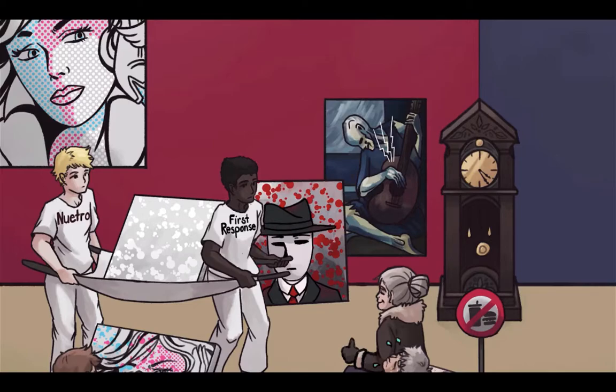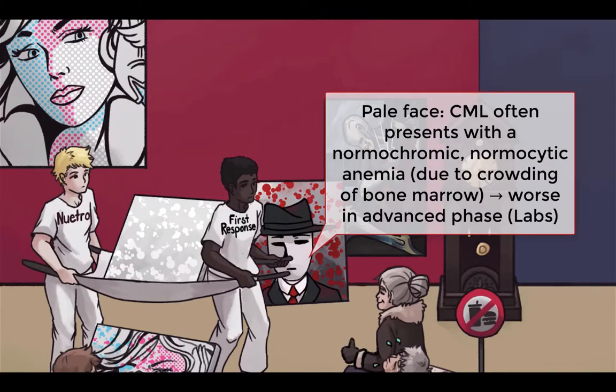Why the pale face? Well, because of that crowded bone marrow, a mild normochromic normocytic anemia is often seen in patients with CML. Anemia can worsen in advanced phases.